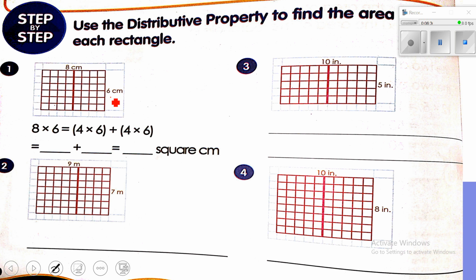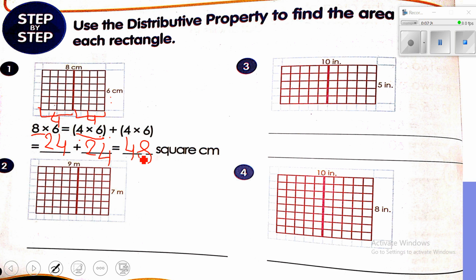So from the picture, you can see that we make 8 here and 4 for the other rectangle. So 8 is 4 plus 4. 4 multiplied by 6 plus 4 multiplied by 6. Let's remember what 4 multiplied by 6 is. Perfect. It's 24. And 4 multiplied by 6. Perfect. 24. 24 plus 24 will be 48. That's it.